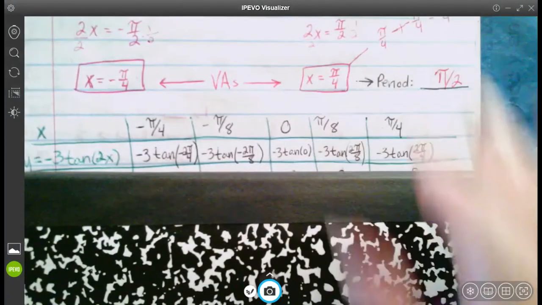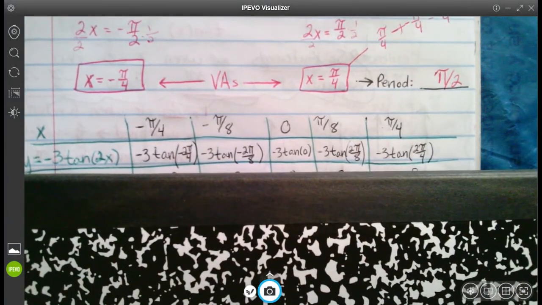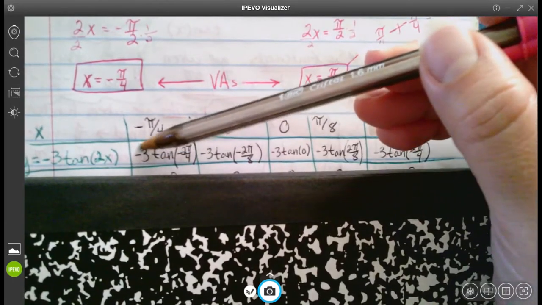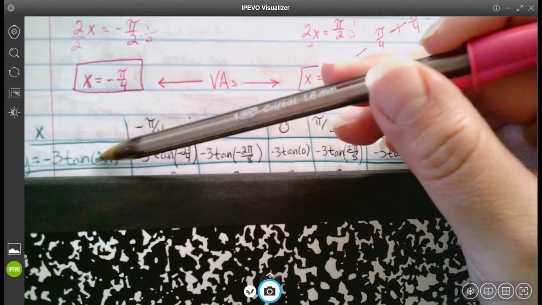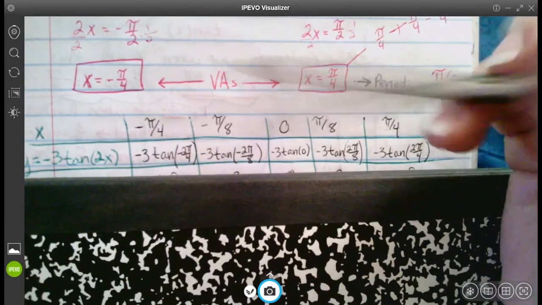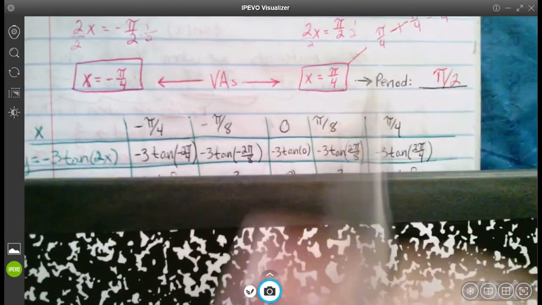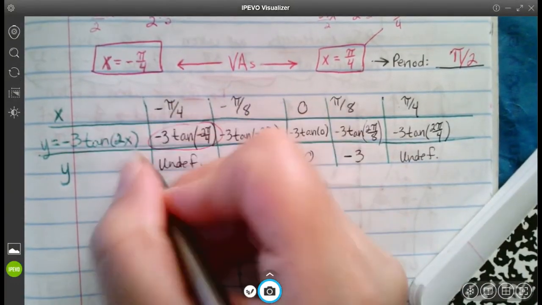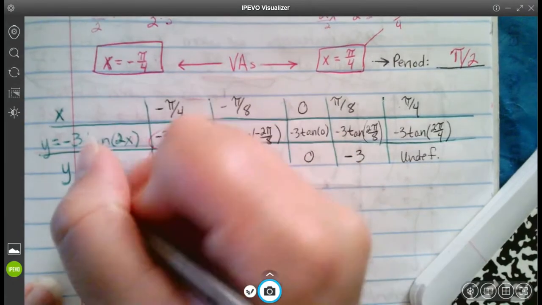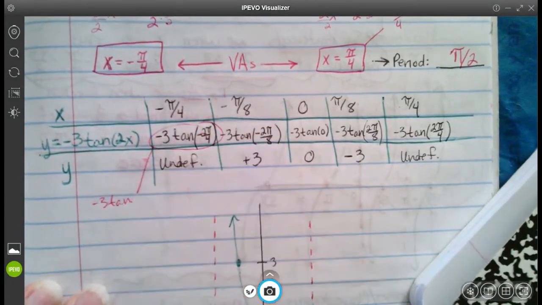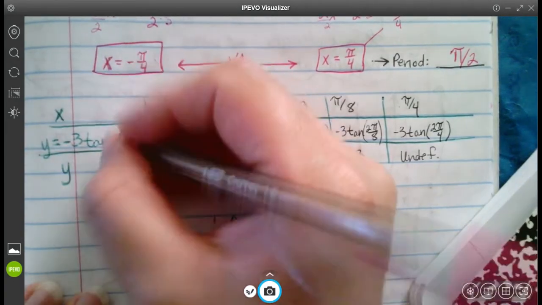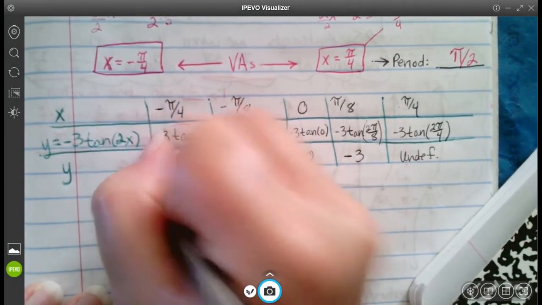Now here, there's a lot of algebraic work that goes into this part. So I'm not going to go over every single one, but I can go over at least one of them. If we look at the first one, -3 tangent of 2 times negative π/4. Let me do a little bit of side work. I'm going to do just one. So this would be -3 tangent of -2π over 4, which is the same as negative π/2.